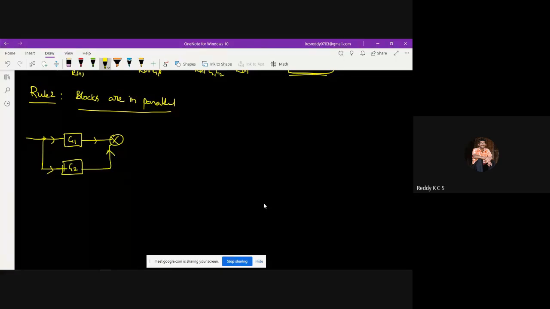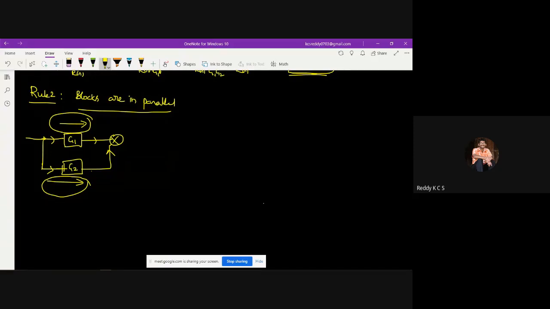Okay, so here if you look at the direction of the signals, what is the direction of this signal? It is in a forward direction, and the signal of this block is also in a forward direction. If both the signals are in the same direction, then we can say these two signals are parallel. When both signals are in the same direction, we can say these two are parallel.